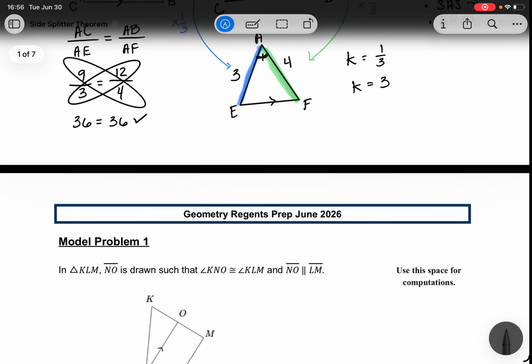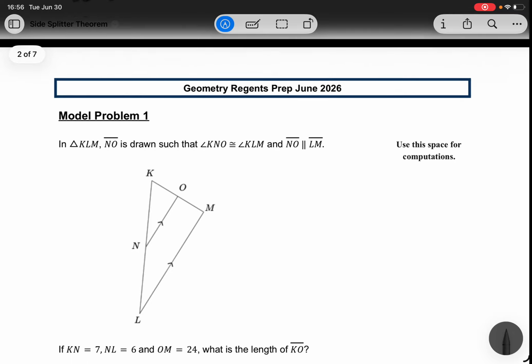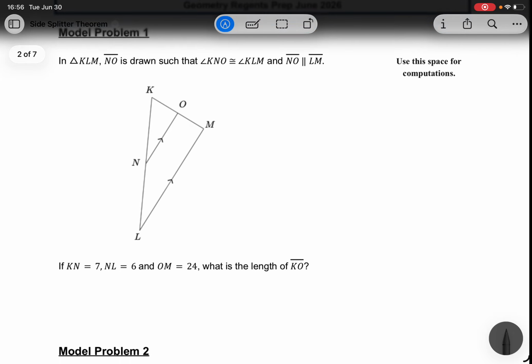Moving on. Now we have some Regents problems that we're going to use as practice. So we have triangle KLM where line segment NO is drawn such that angle KNO is congruent to angle KLM, and line segment NO is parallel to line segment LM. If KN equals 7, KL equals 6, and OM is 24, what is the length of line segment KO? So I'm going to start off with labeling my diagram, the information that we're given up top, and then we're going to label the numbers that are given at the bottom.